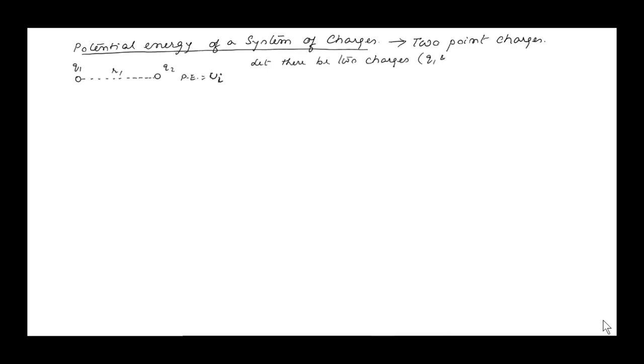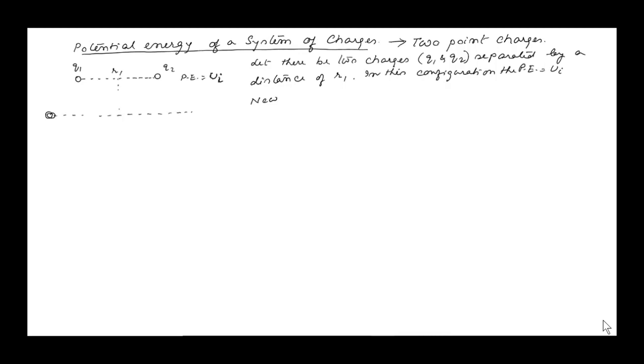Now let these two charges Q1 and Q2, when they are separated by distance R1, at that time due to their configuration, let the potential energy be equal to UI or U1, you can take whatever it may be. Now if the distance between them is increased to R2, then the potential energy of the configuration becomes UF or U2. Now let the separation at any such instant be equal to R.